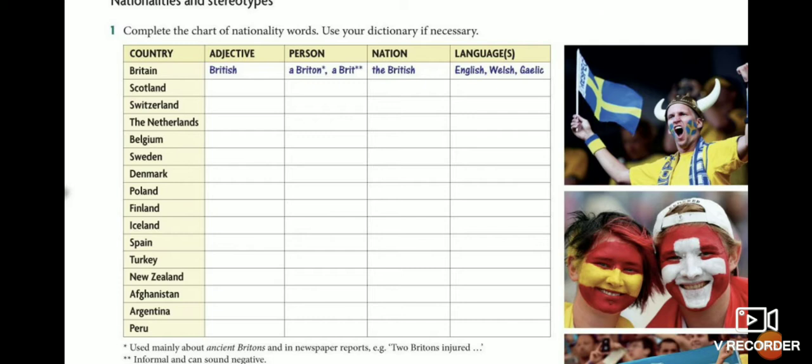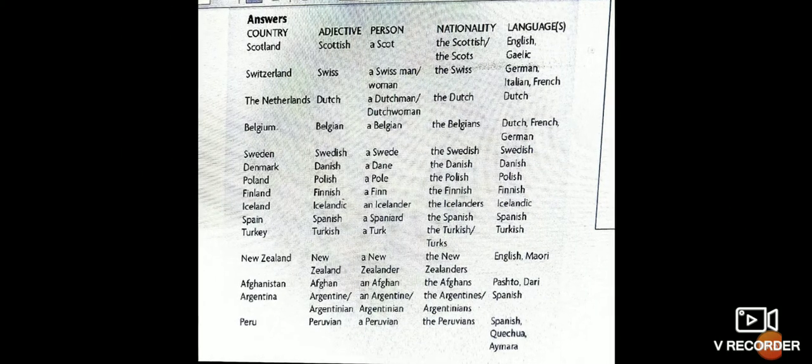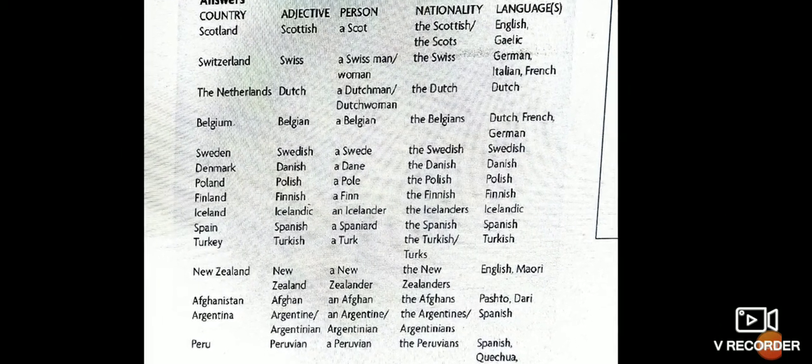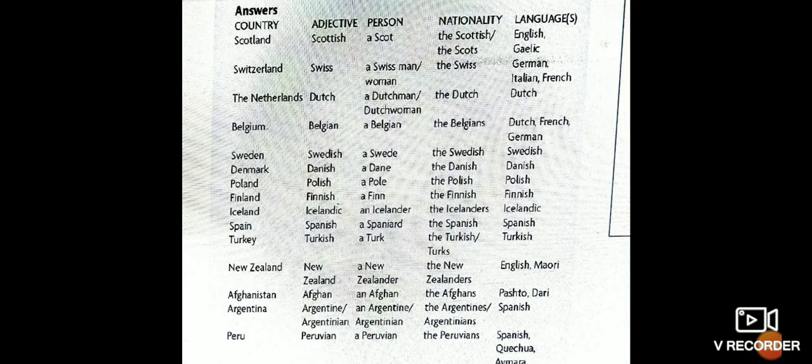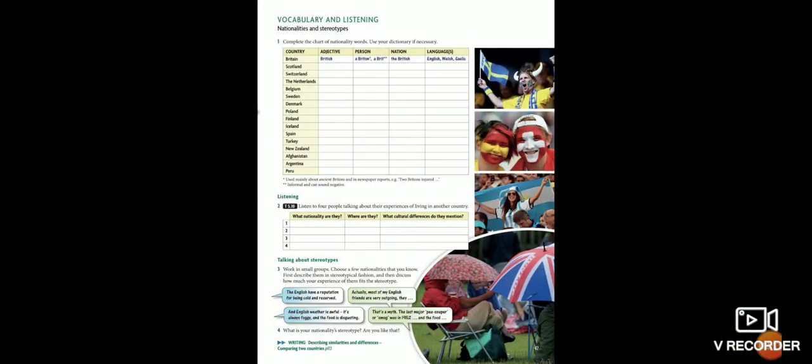Okay, 10 minutes over. Let's check the answer. So these are the answers. Please look at it by yourself and complete the chart in your book. So after that, you can go back to your lesson.